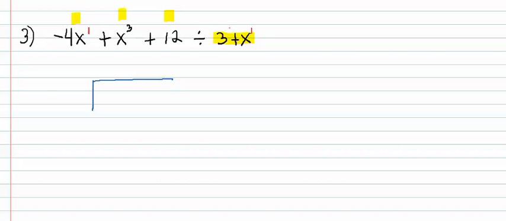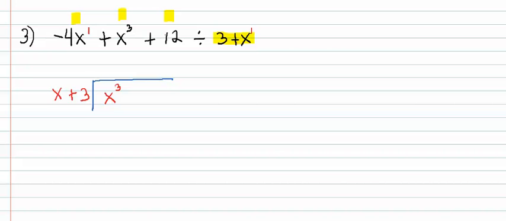So first of all, look at the binomial. Is that in standard form? It's not. My x needs to come first, and then my positive 3. Okay, the outside of my house is in standard form. The inside, I have 1, 3, and none. Okay, I need it to be 3, 2, 1, none. So the 3 is going to go first.